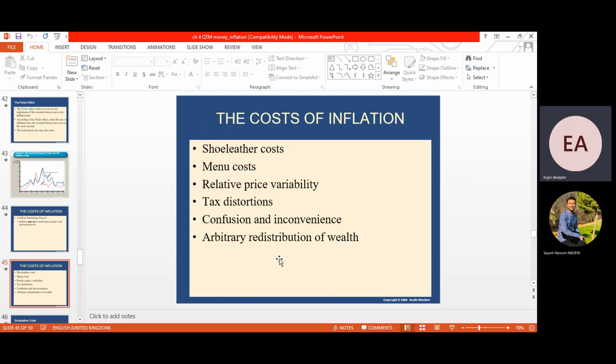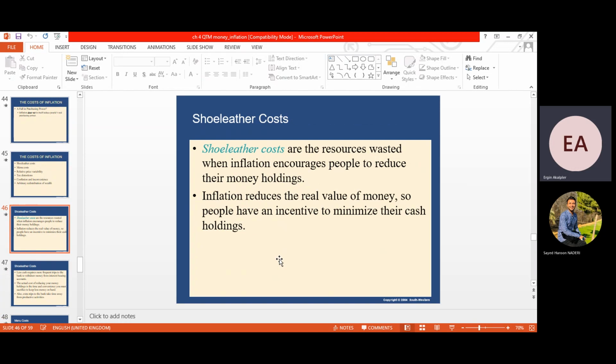The cost of inflation also includes shoeleather cost, menu cost, relative price variability, tax distortions, confusion and inconvenience, and arbitrary redistribution of wealth. Let's look up this shoeleather cost.